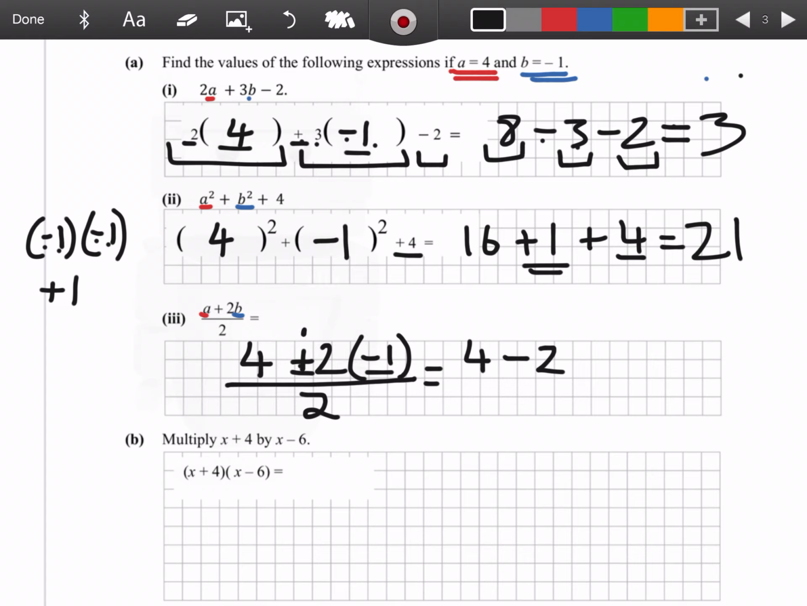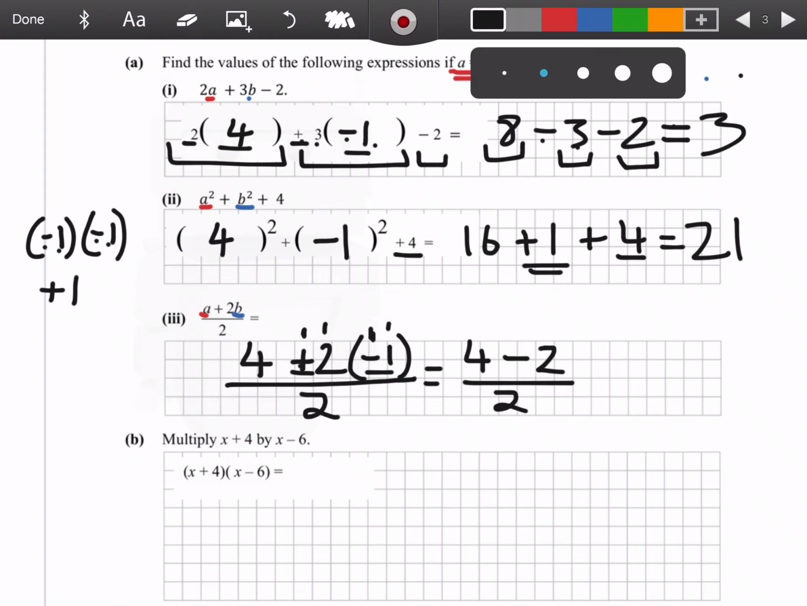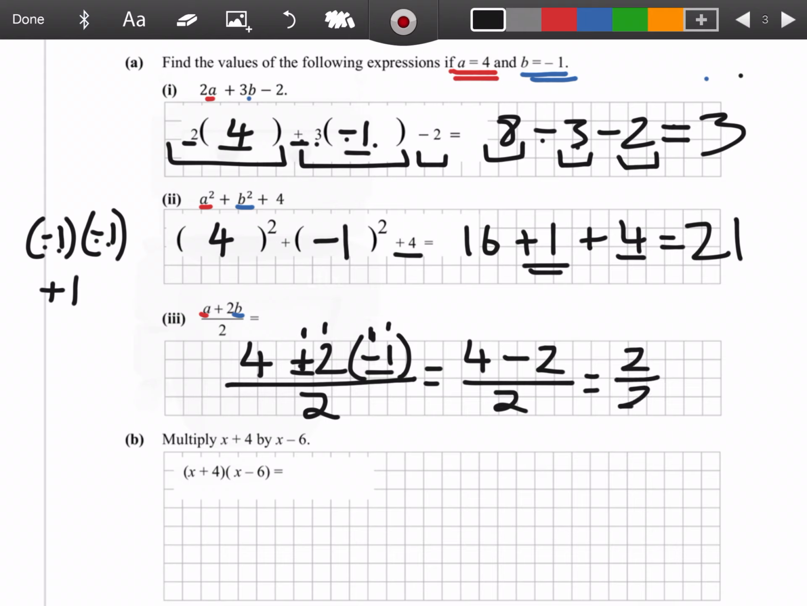Plus by minus gives me minus, and 2 times 1 gives me 2. So I've got 4 minus 2 over 2. I don't want to confuse anyone there, I'll get rid of those. And so I've got 4 minus 2 over 2. 4 minus 2 on top of the line gives me 2 over 2. And 2 divided by 2 is 1. So that's my answer there.